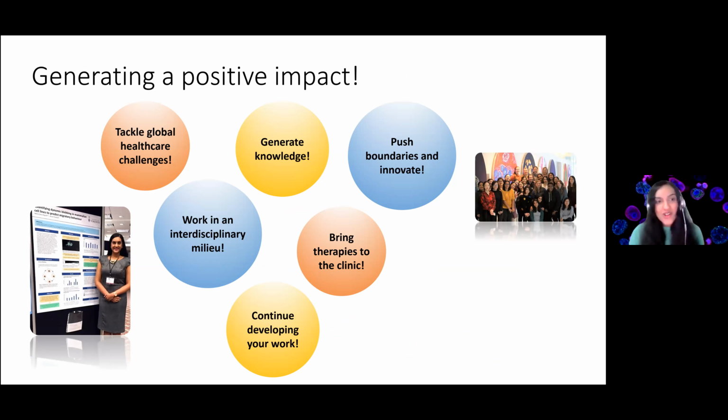So the cool thing about all of this is you can generate a really positive impact by pursuing research and projects in this area. You're able to tackle global healthcare challenges, work in an interdisciplinary environment. If you're working in research and doing a PhD, you can generate new knowledge, things that people haven't seen before. You can push boundaries to innovate, and you can develop your work and hopefully bring it into the clinic so that you're able to positively impact the lives of patients.